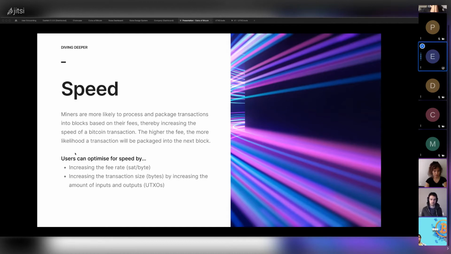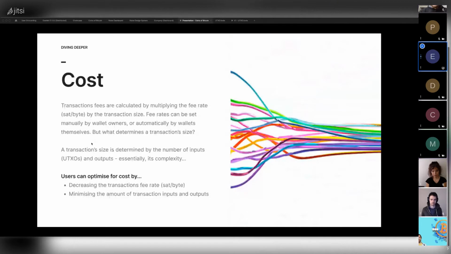There are certain ways that you can optimize for this. Obviously, increasing the fee rate, which is set in Satoshis per byte, or increasing the transaction size by increasing the amount of inputs or the complexity of the transaction itself. So usually, the higher the cost, the faster it is. So obviously, flip that coin, literally, excuse the pun, and we get into cost.